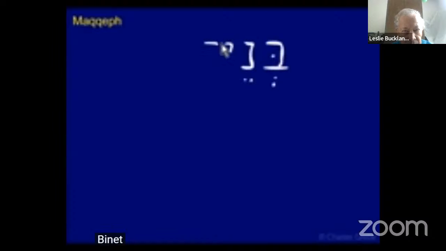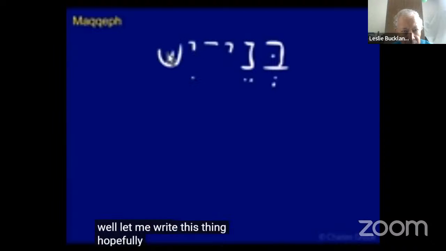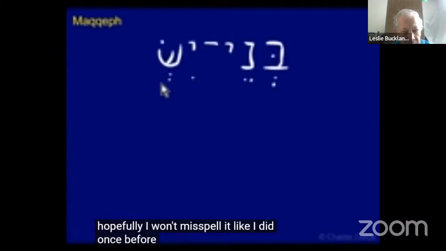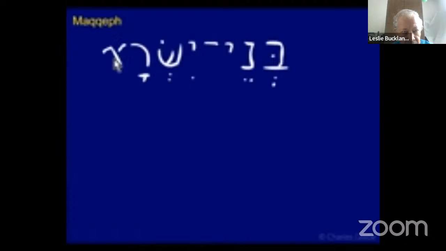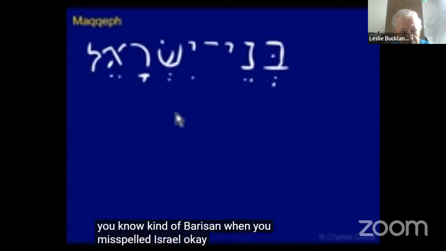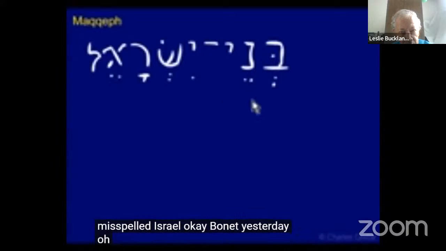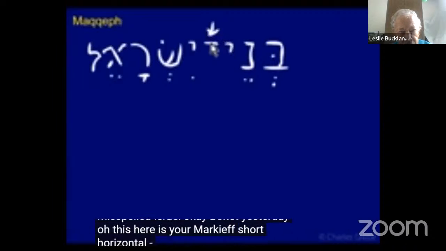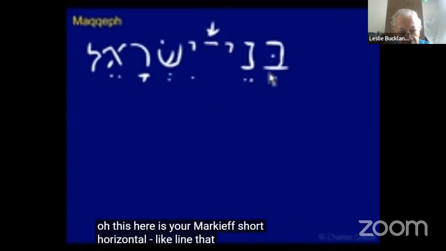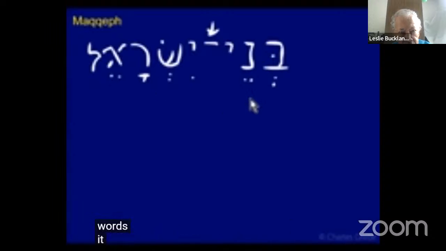Bnei, there's your makif. Let me write this thing. Hopefully I won't misspell it like I did once before. Bnei Yisrael. Kind of embarrassing when you misspell Israel. Okay, Bnei Yisrael. This here is your makif. Short horizontal hyphen-like line that connects two words. It literally means binder or connection.